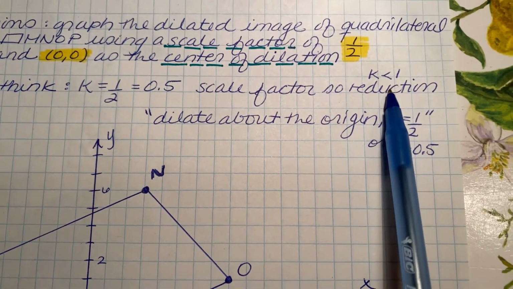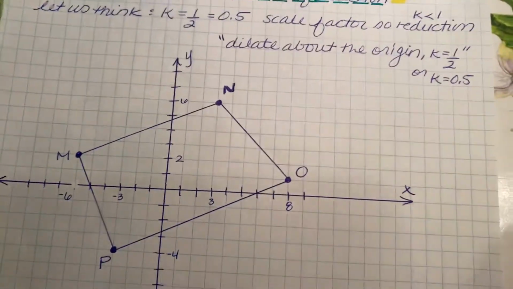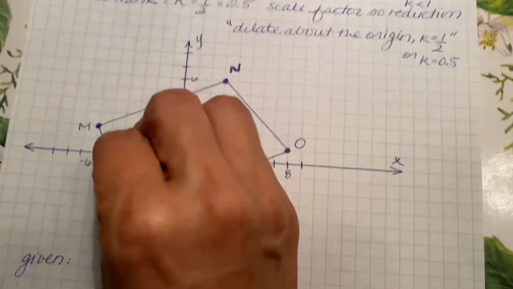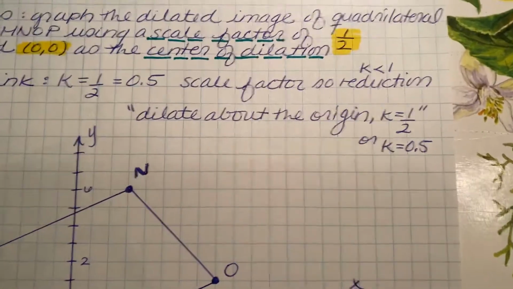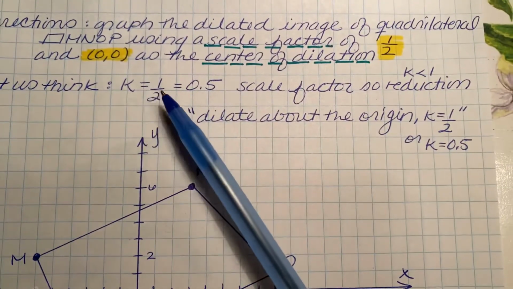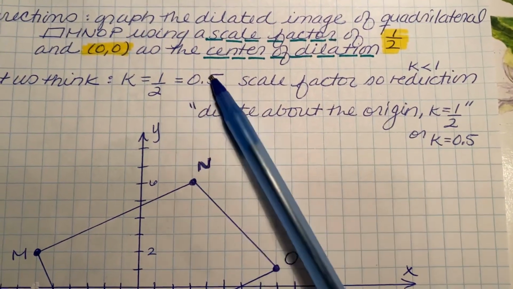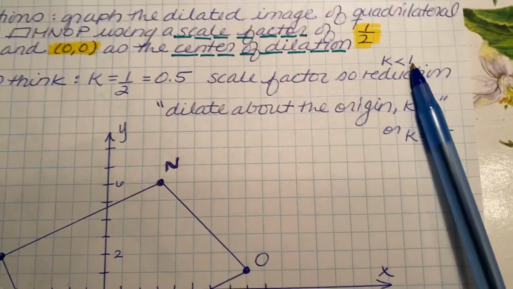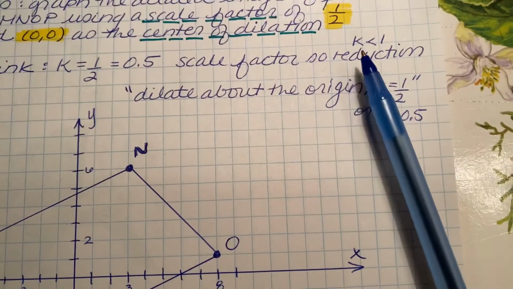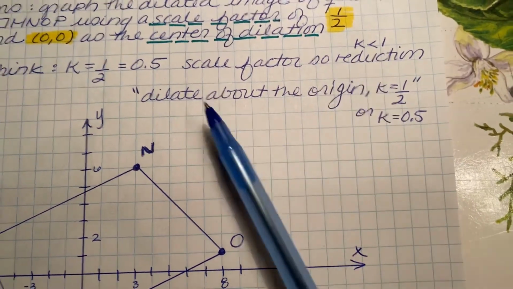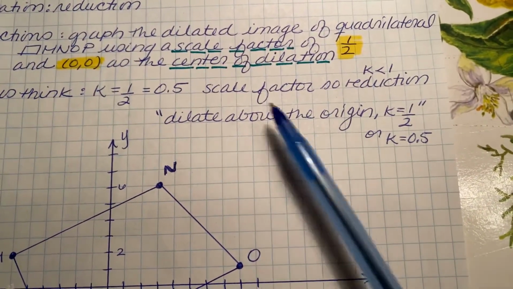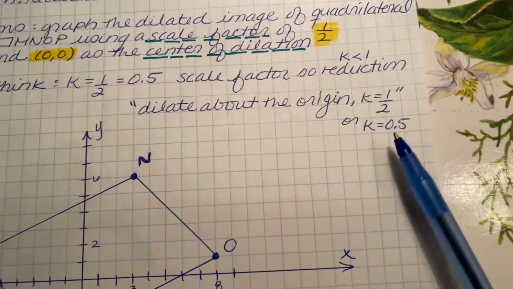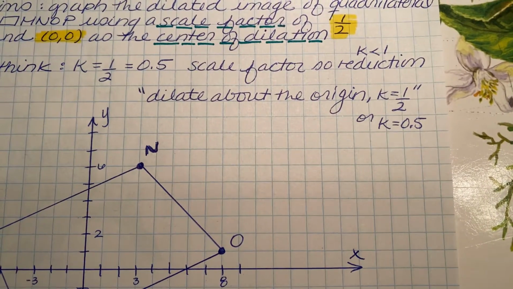Now, if it's a reduction, that means that this is going to get smaller. It's going to start here, and it's going to shrink in by 1/2, okay? So because the scale factor is less than 1, 1/2 or 0.5, either way, you know it's less than 1, it's going to be a reduction. So it's going to get smaller. It's going to shrink. Okay, so to summarize, dilate the figure about the origin. K is 1/2 or K is 0.5.